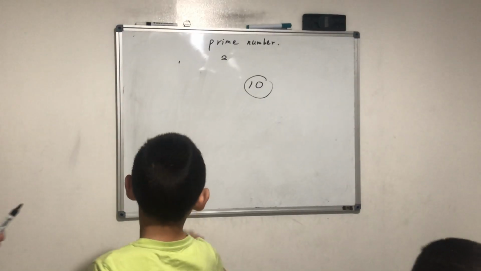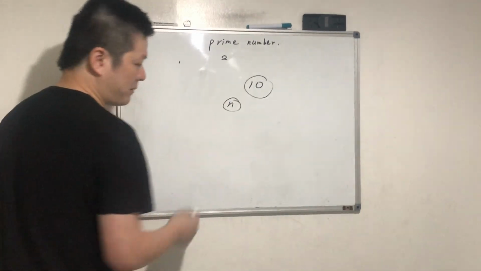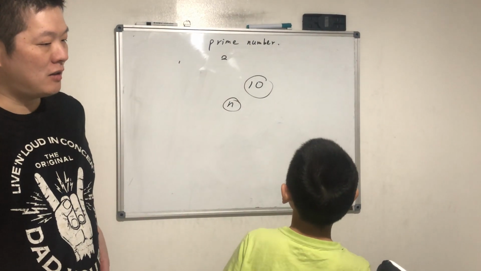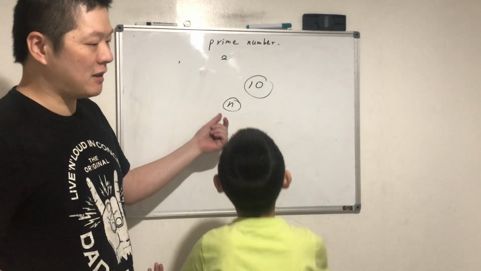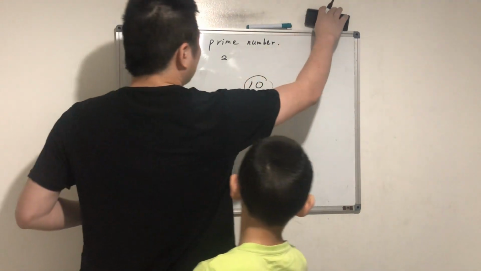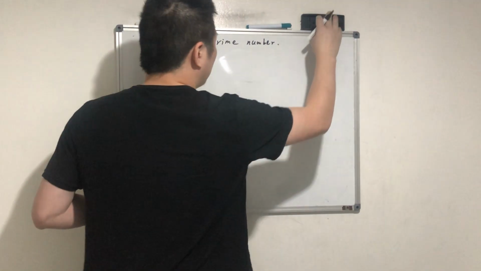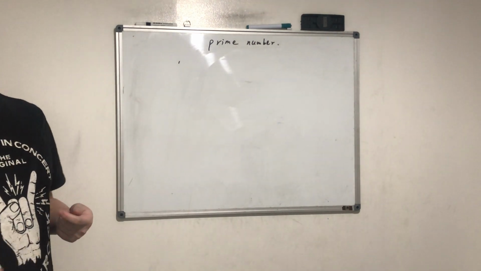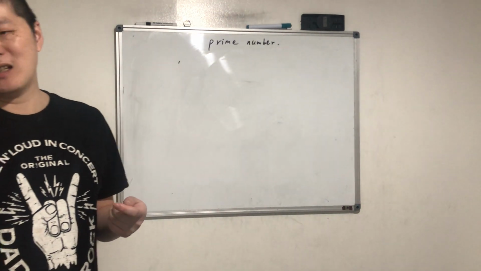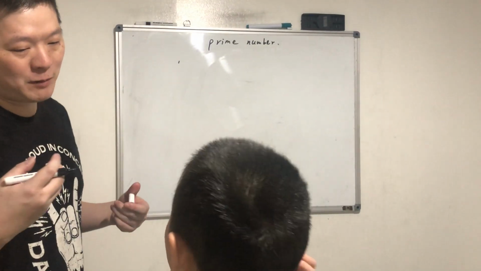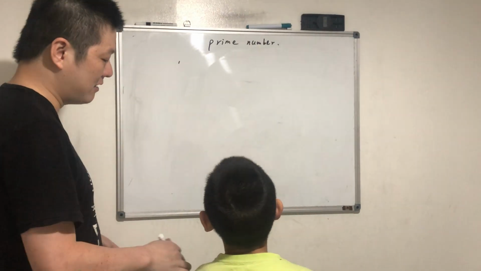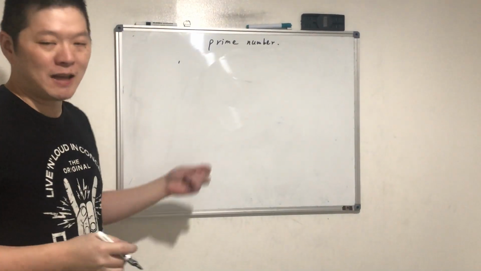So, given a number n, how do we check if it's a prime number or not? N is any integer. We could divide it by 2, and by 3, and by 4, and by 5. Actually, we don't need to check the even numbers, because if it's even, we just cross it out. If it's 2, yes, and then we start with 3.